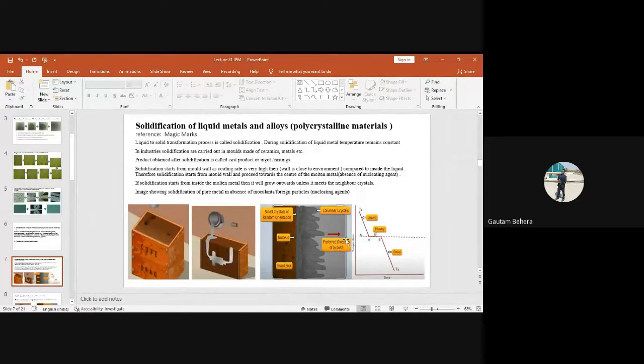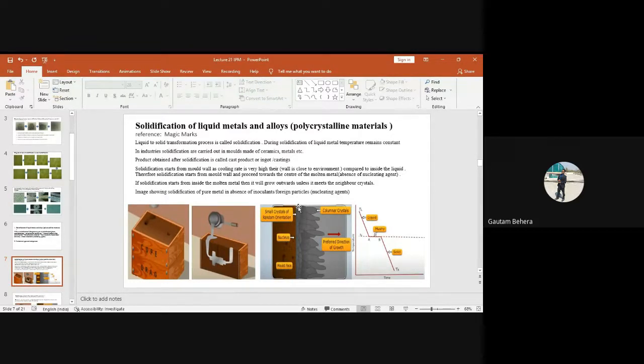Now just have a look. This is an image showing solidification actually. So this is one of the cross sections. This brown part is showing you the mold. And this is the mold wall, right? Wall of the mold. This is the wall of the mold, and this is the entire mold. I have taken one cross section, right?